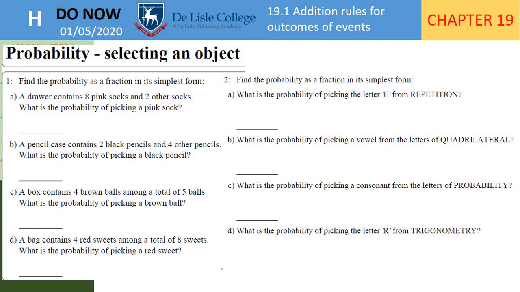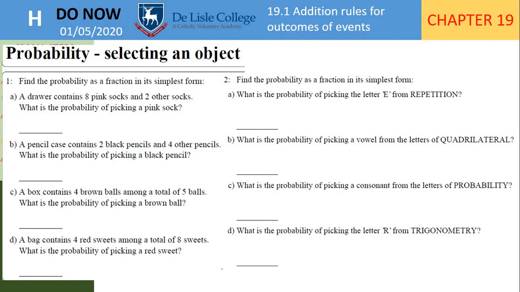Hello and welcome to this lesson on chapter 19, and the first lesson is on addition rules for outcomes of events. If you want to pop today's date and the title and have a go at the do now task that's on your screen. Hopefully you find these questions relatively straightforward and really just used as a warm-up for probability.